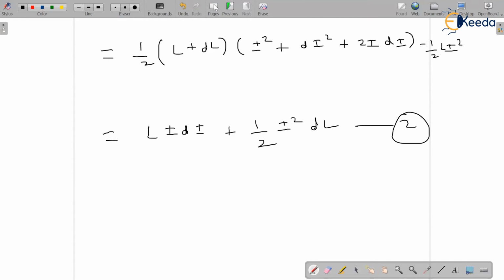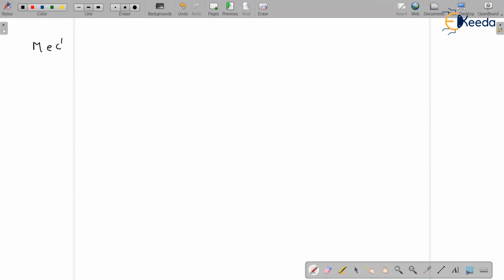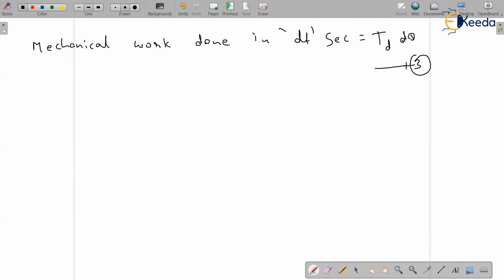The next, mechanical work done in dt seconds is equal to Td d theta. This is equation number 3.